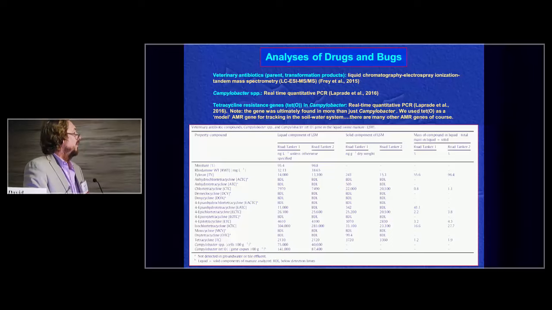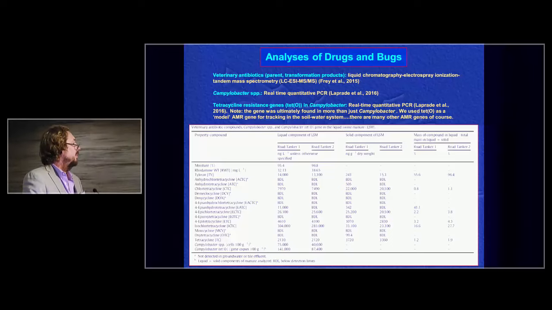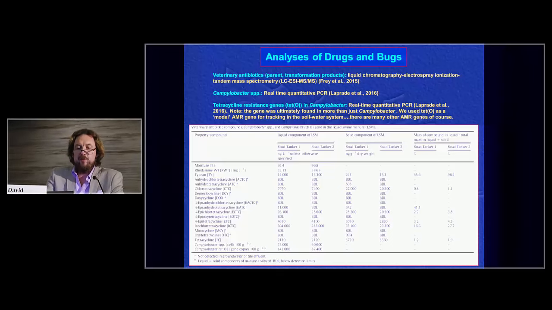So we have the parent materials: tylosin, chlortetracycline, and also tetracycline, and a variety of isomers and other transformation products were characterized. For pathogens, real-time quantitative PCR approaches and some assays were developed to quantify Campylobacter species in the water, as well as tetracycline-resistant genes in Campylobacter.